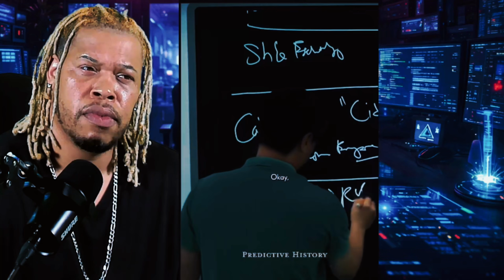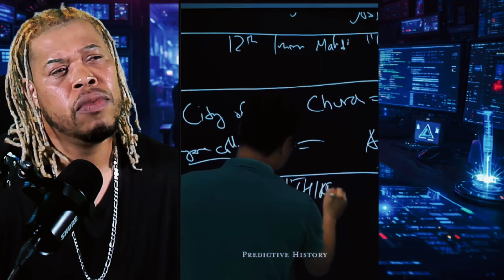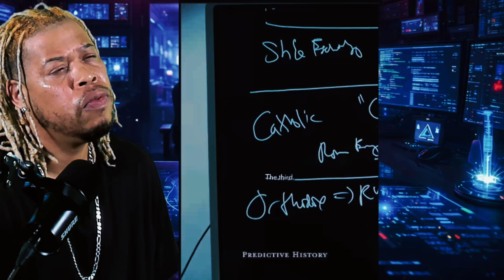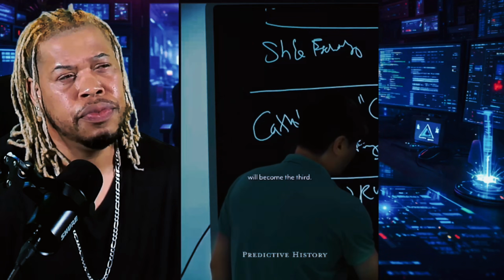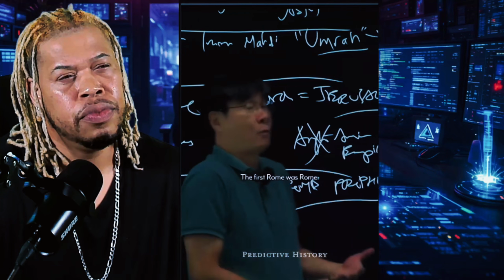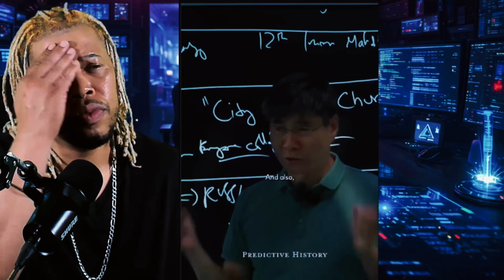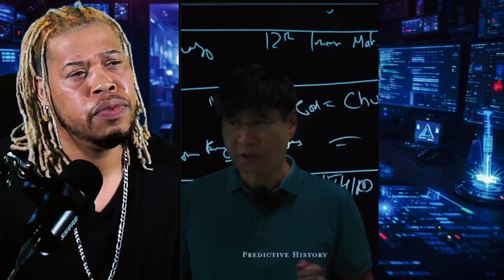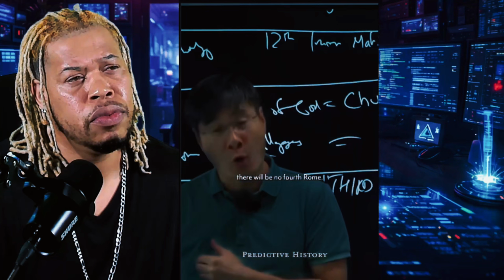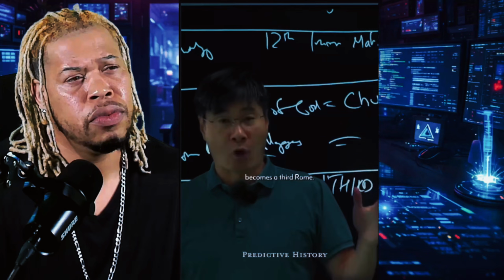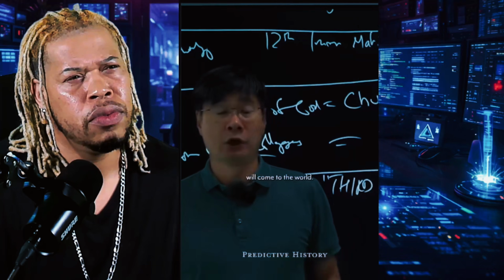The Russians. And this is called the Third Rome prophecy. The Third Rome prophecy is basically that Moscow will become the third Rome. The first Rome was Rome, the second Rome was Constantinople, and the third Rome will be Moscow. And what's really important to appreciate is that there will be no fourth Rome. So when Moscow becomes the third Rome, history ends, and peace and prosperity will come to the world.